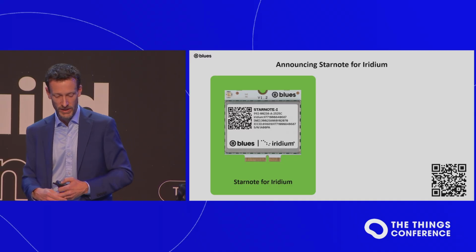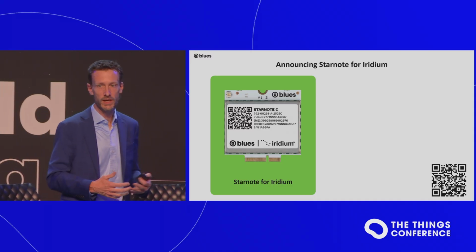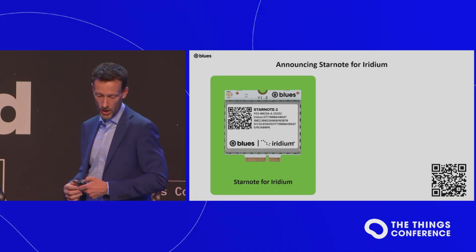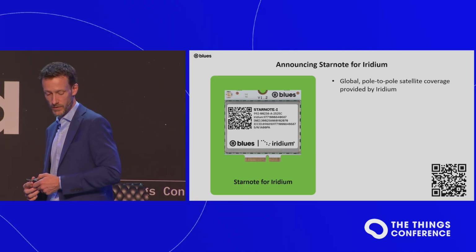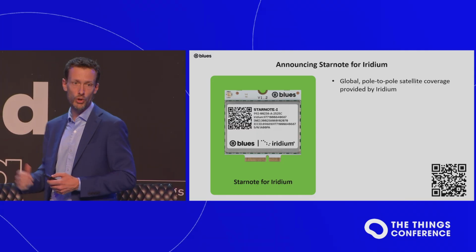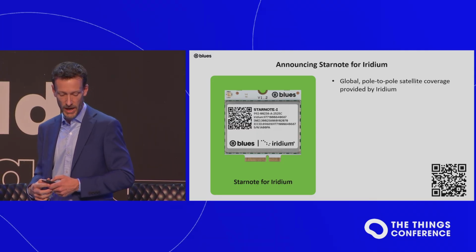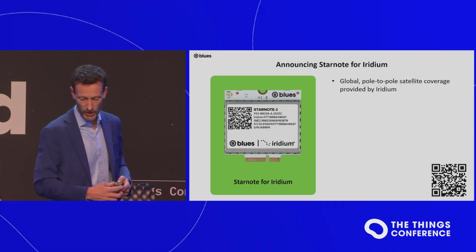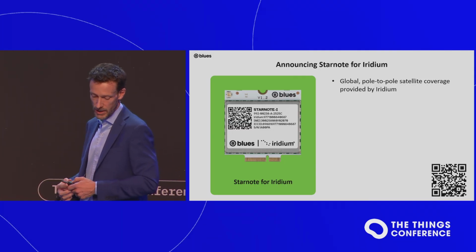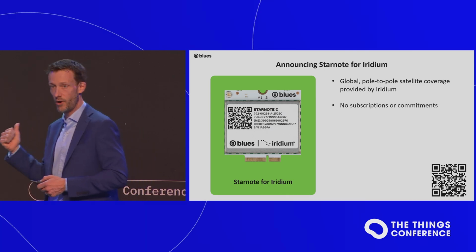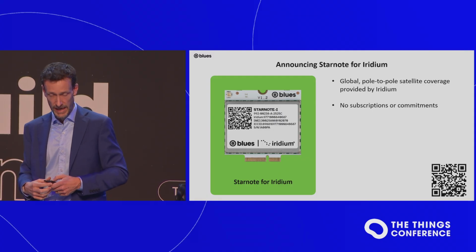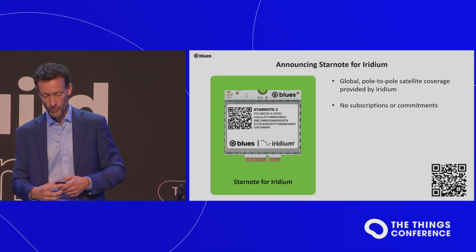And so I'm also excited to announce today that we have another product called StarNote for Iridium. This is an accessory and a note card companion device similar to our StarNote for Skylo, but it provides global pole-to-pole satellite connectivity powered by the Iridium network. And much like our other note card companion devices, much like our other satellite modules, StarNote for Iridium offers fallback-friendly satellite with no subscriptions or commitments, and a pay-only-for-the-data-you-use approach.